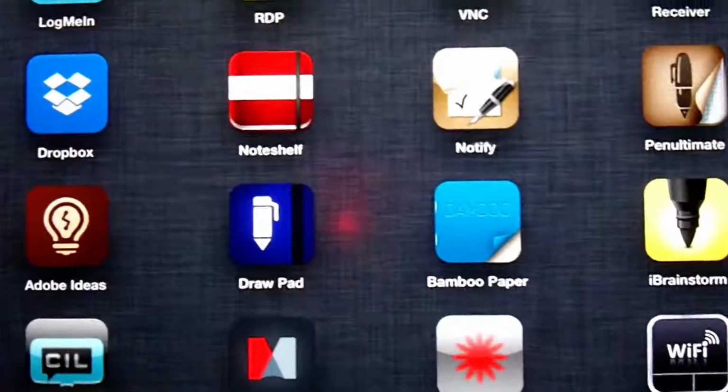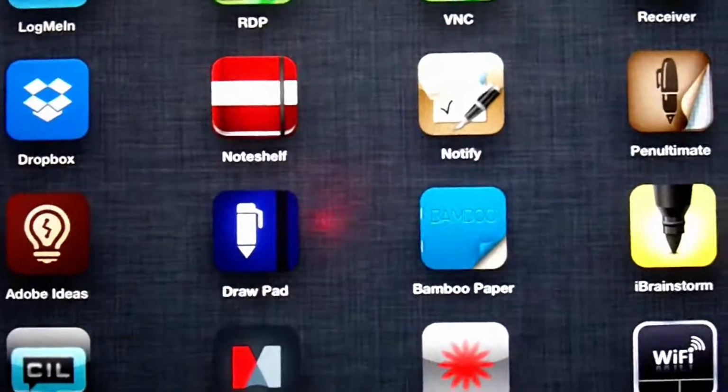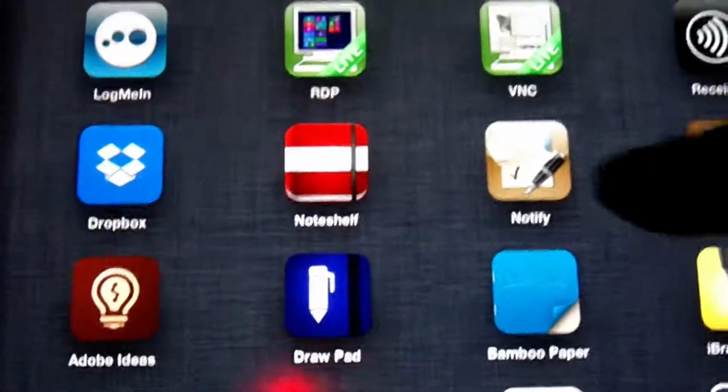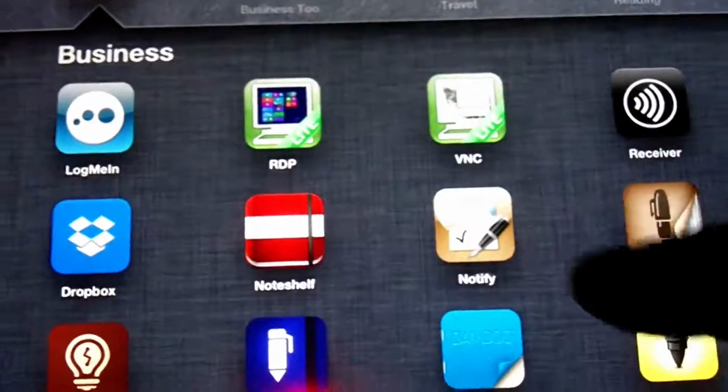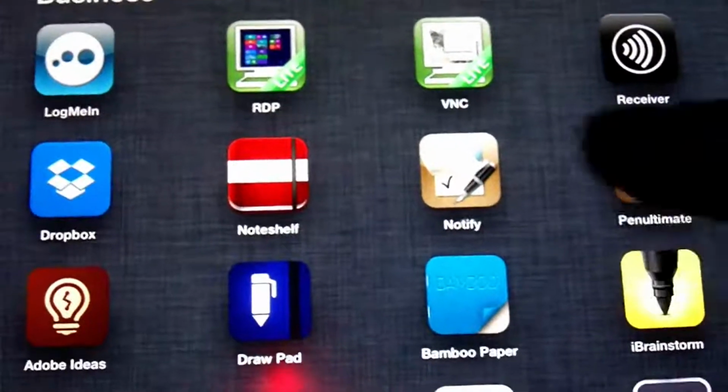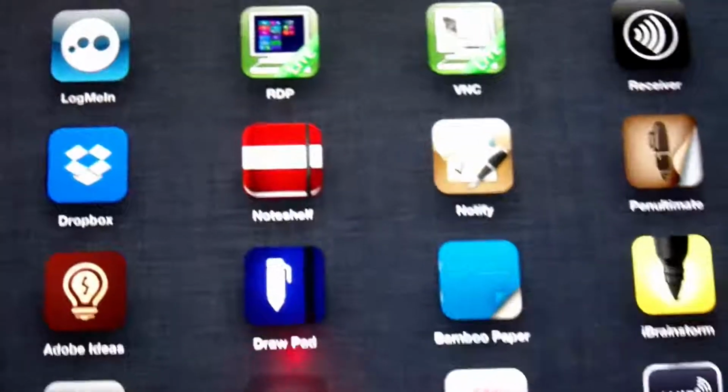So here we are in the close-up mode, and everyone always asks, well, what apps do you pick, first of all? So let's take a look. I'll just point them out real quick while we can. I use Note Shelf, I use Notify, I use Pen Ultimate, I use Brainstorm, Bamboo Paper, Drawpad, Adobe Ideas. I use a whole bunch of them.